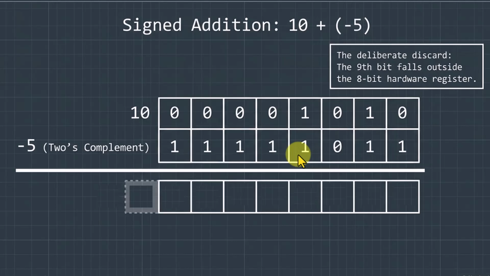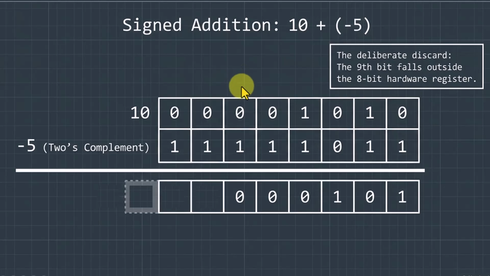Now if I do the addition here, 0 plus 1, so 1. 1 plus 1 will be 2. 1 will go to carry. Then 1 plus 0 will be 1, so nothing to carry. 1 plus 1 will be 2, so 0 will be here and 1 there. 1 plus 1 will be again 2, 1 there.